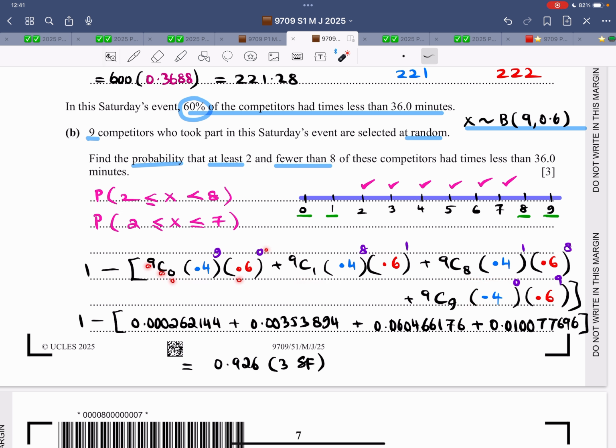9C0, success raised to the power of 0, failure raised to the power of 9. Similarly, 9C1, 9C8, 9C9. Make sure to write each value separately because that is how they want us to write it. Show all working. Do not assume anything. Final answer is this thing.